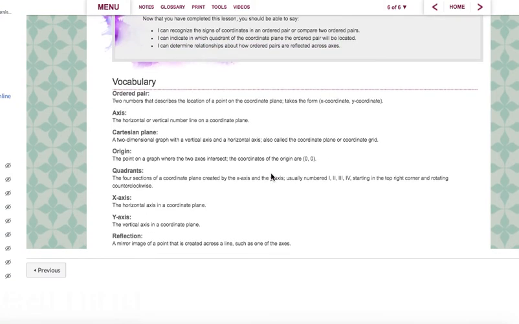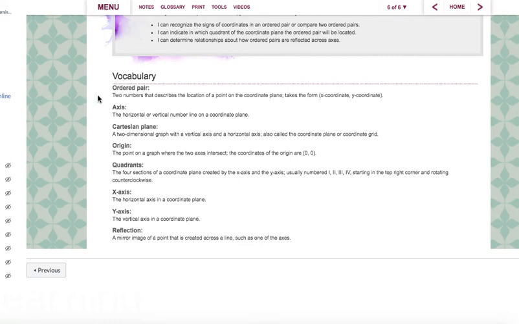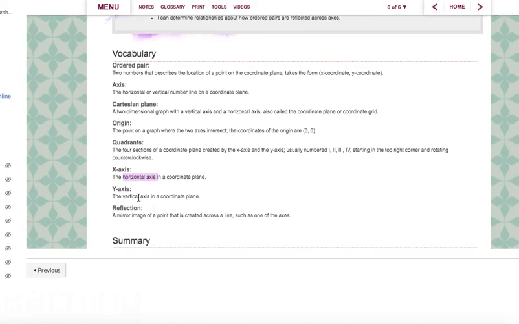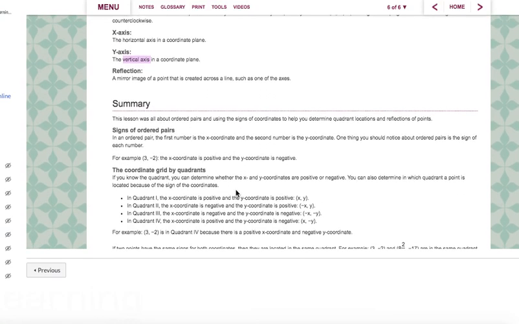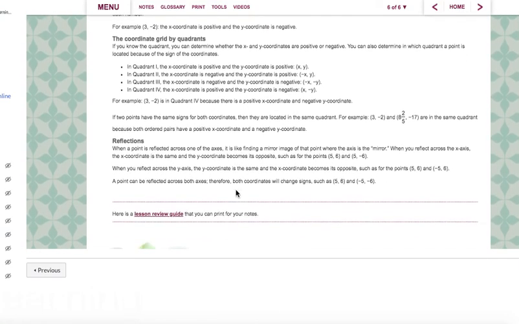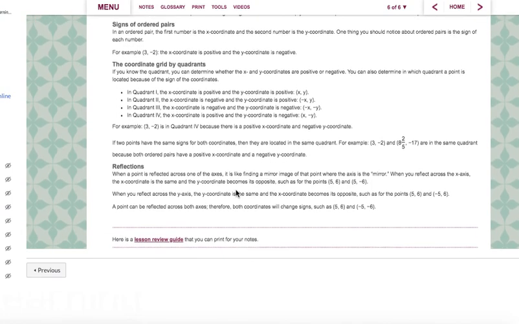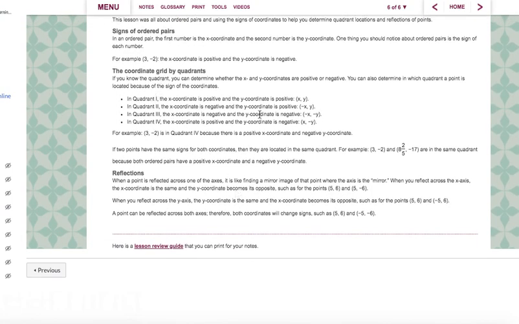Okay, there's a lot of vocabulary that was brought up in this lesson: the ordered pair, axis, Cartesian plane, which we just call a coordinate plane, the origin, which is the center, 0, 0, quadrants, there's 4 of them. Your x-axis is your horizontal axis, your y-axis is your vertical axis, and then a reflection, which is the mirror image. So here's that wonderful summary that your teachers keep referring to. Honestly, you guys, if you look at this, it really does break things down for you. It talks to you about reflections here. It gives you examples. And this is really important because it does help you when you're taking that quiz.